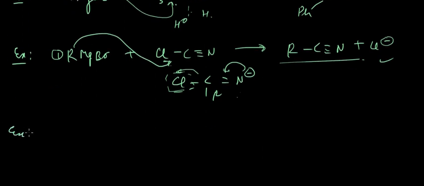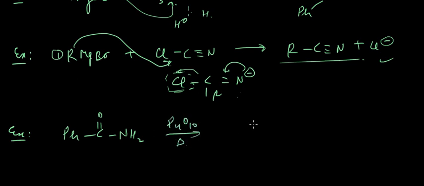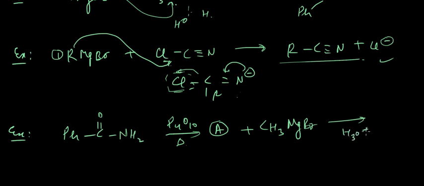Okay, next example we have something like this. We are reacting it with P4O10 and we are heating it, so this forms product A, which on reaction with Grignard reagent forms a product, and we react this with H plus, in acidic medium, so we get product B. We need to identify what are products A and B.